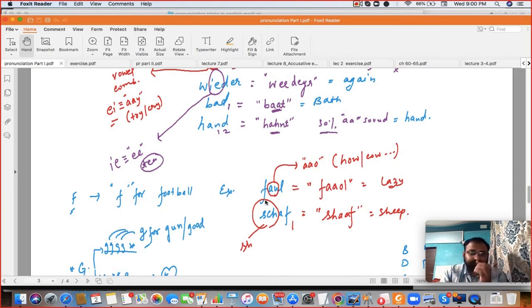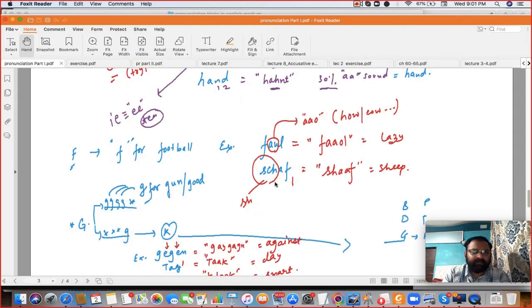So speak the example. Foul, F-A-U-L, foul. Then shaft. Correct. Foul and shaft. Clear? Got it now? SCH is sh. AU is ow. AU is a vowel combination. Shaft.